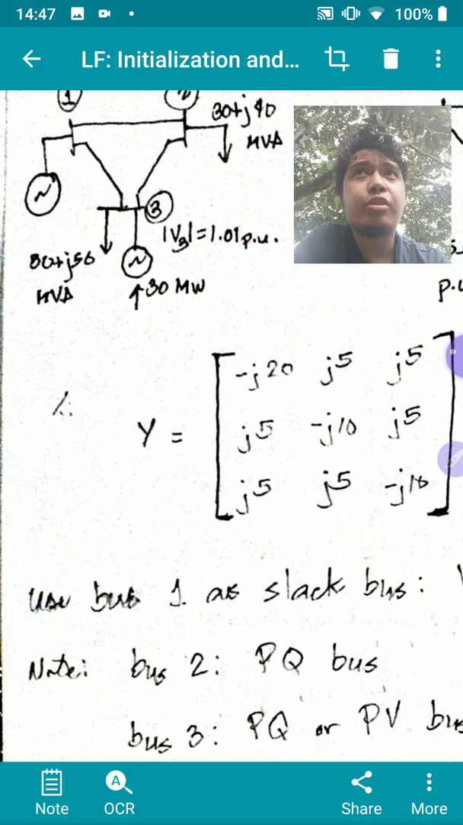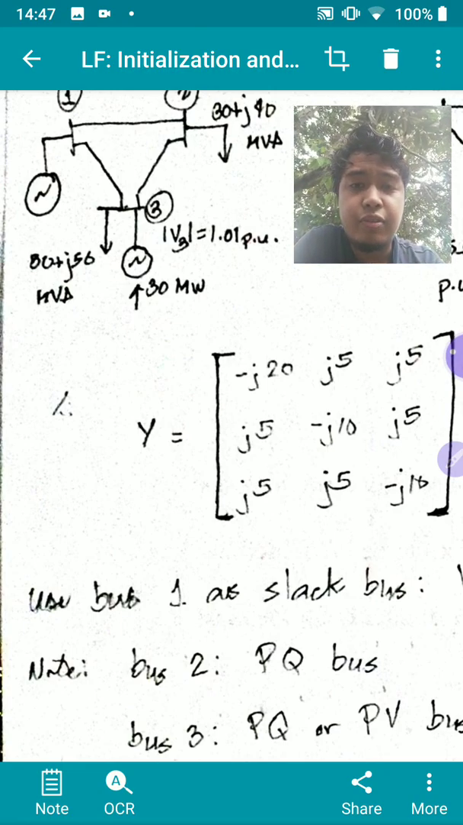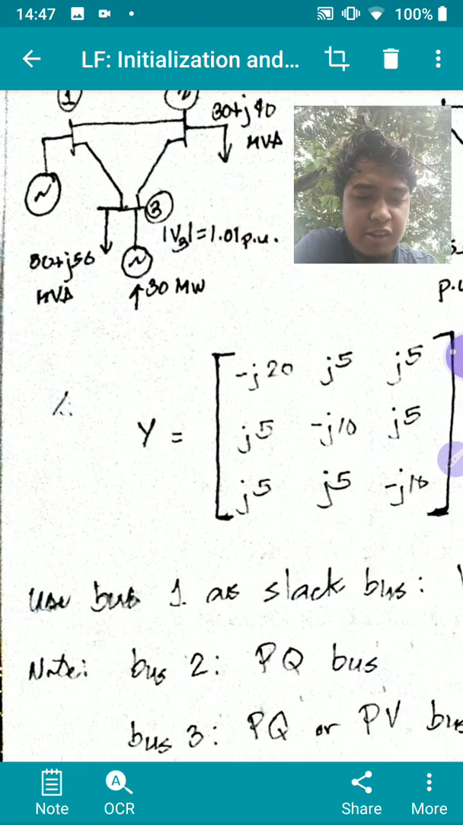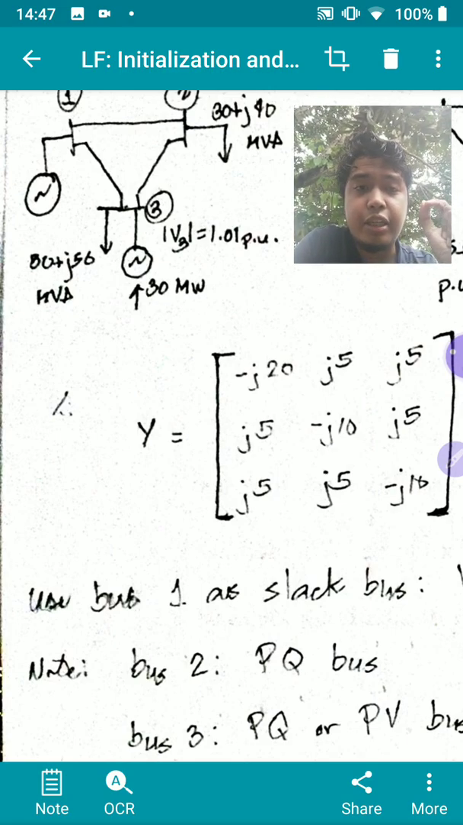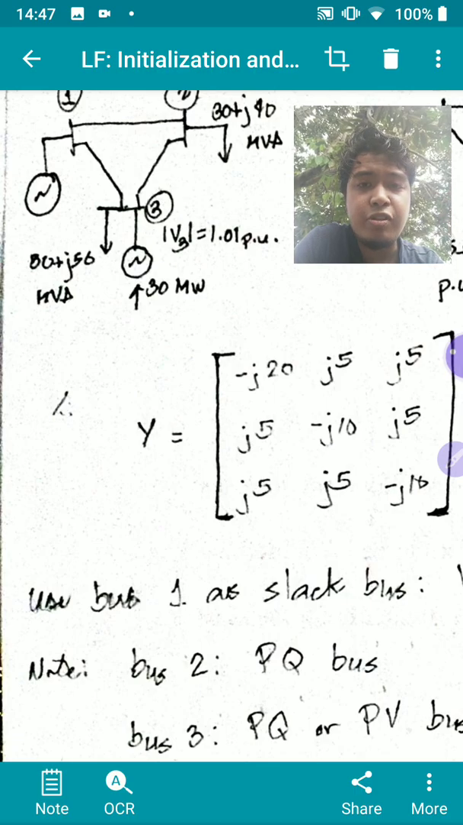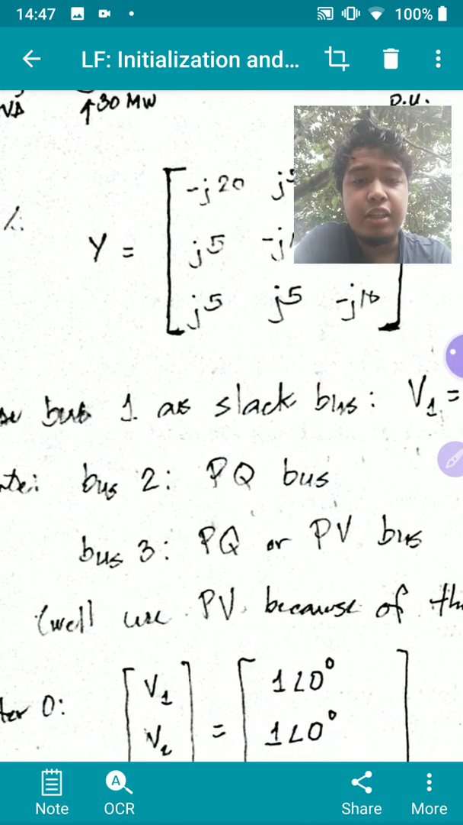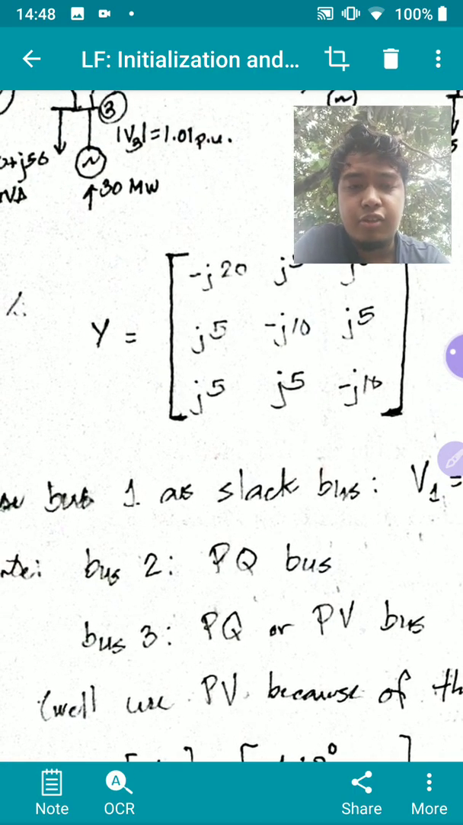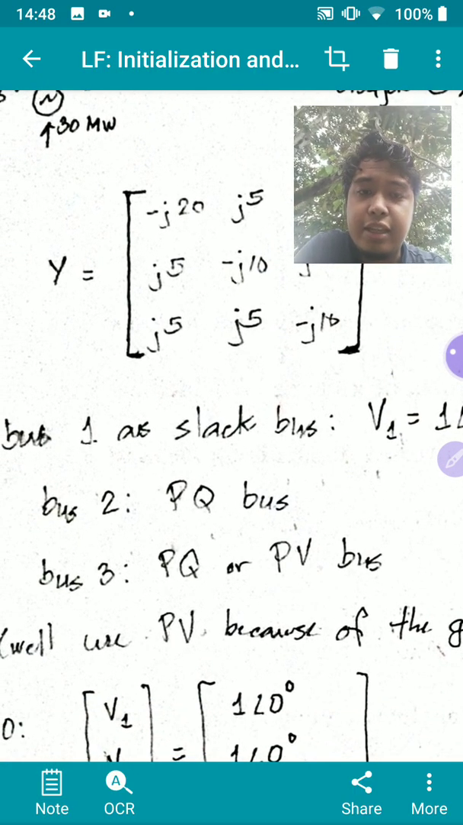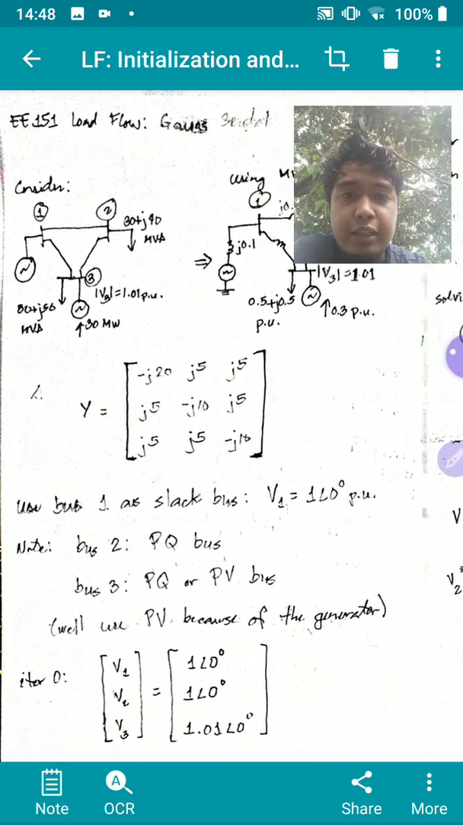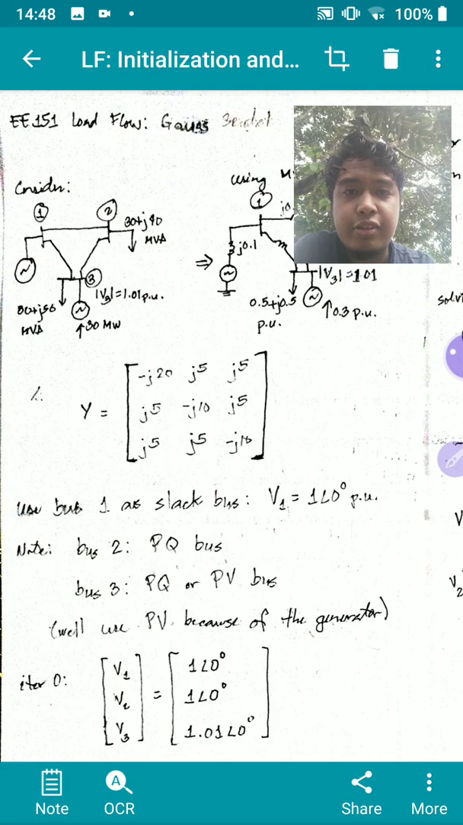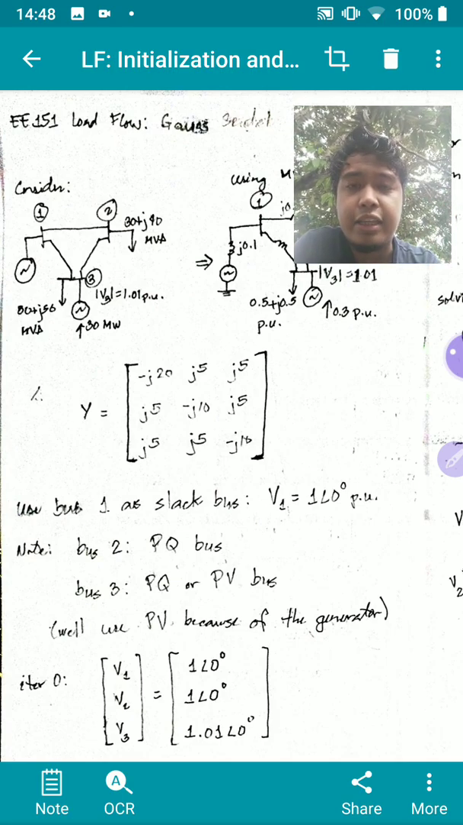You want your generator to operate at a certain voltage magnitude. So as much as possible, you want to maintain that 1.01 voltage there. So instead of treating it as a PQ bus, you want to keep the voltage. So we'll just treat that as a PV bus. That's basically the example that I'll be using for Gauss-Seidel and Newton-Raphson.